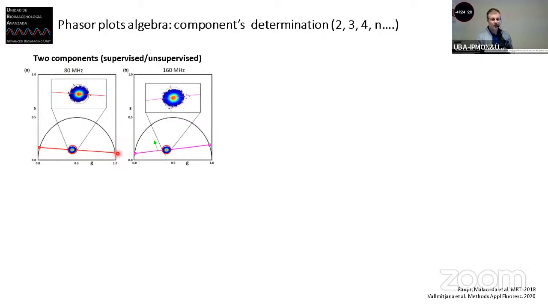If you do the math, there is only one combination that matches the fraction of component 1, the fraction of component 2, the lifetime of component 1 and the lifetime of component 2 in the two frequencies, the frequency of 80 and the frequency of 160. And the software can do this interactively and can give you information about what the lifetimes are, if you know there are two lifetimes, and what the fraction of each is, just by fixing this point in the calculation.